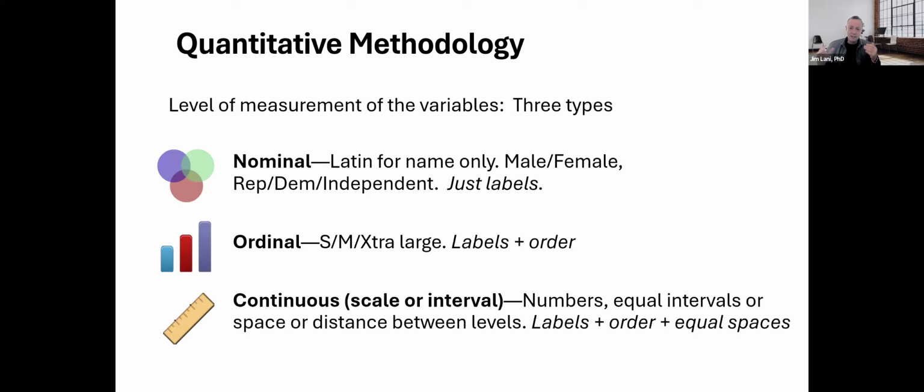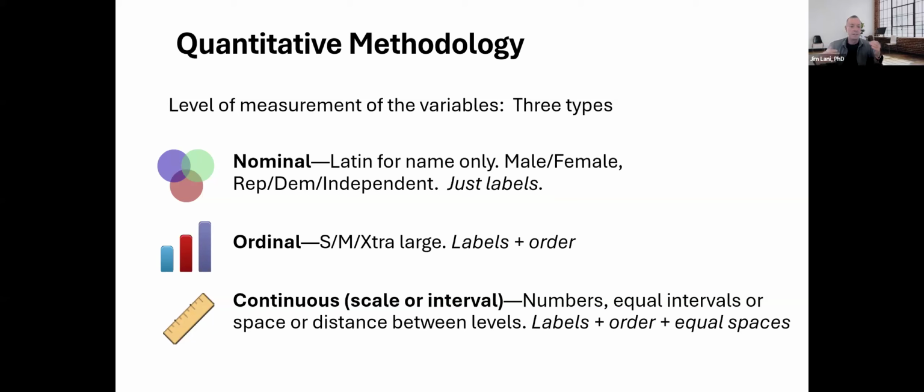The next level is ordinal. Here you have an order to those levels, like small, medium, extra large, or slow, moderate, laggard plus or something. So there's an order, but they're not equal in intervals. They're labels: small, medium, gigantic, extra large, and there's an order to those from small to extra large, but not equal.